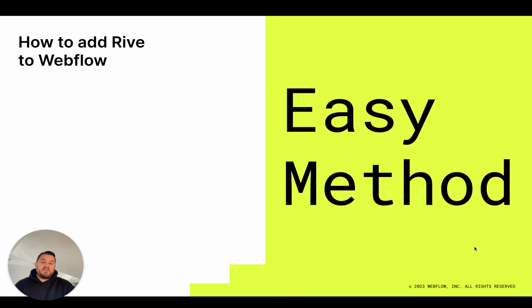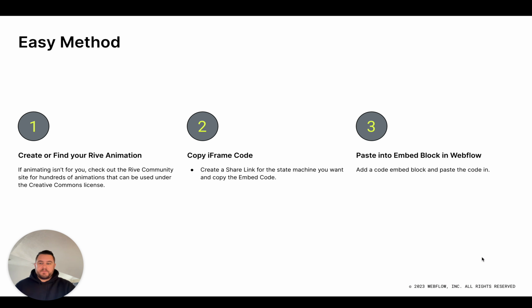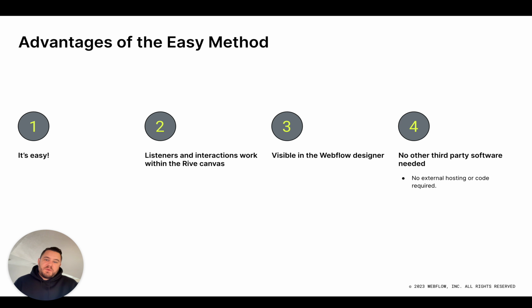How do I actually add this to Webflow? So let's talk about what the easy method is. First of all, it's going to let you just create or find a Rive animation, copy some iframe code, and then paste it into an embed block in Webflow. It's very easy. Why would you want to use this?